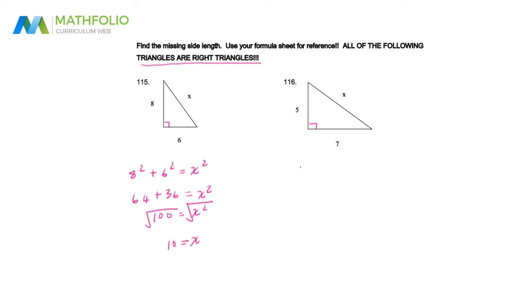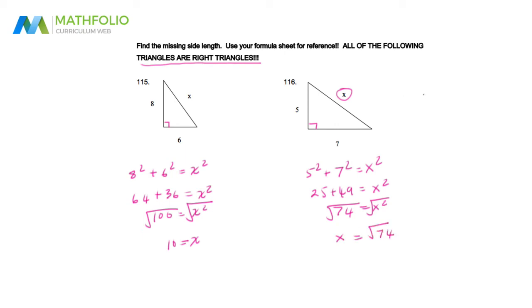Okay, so question number 116. X is our hypotenuse, so we can start the equation 5 squared plus 7 squared equals X squared. This would be 25 plus 49 equals X squared. When we add these, we get 74 equals X squared, and then of course we'll undo by square rooting. So we end up with X equals radical 74.